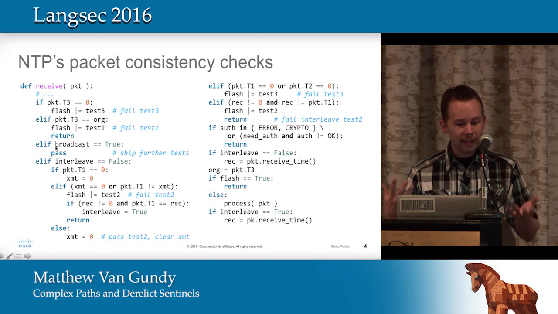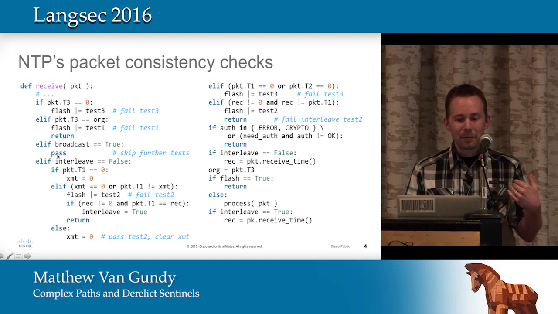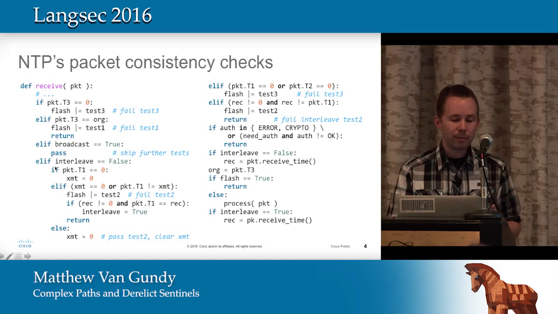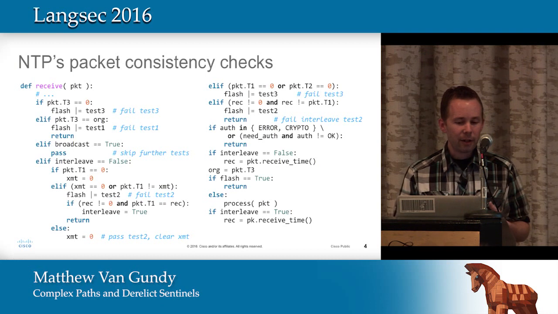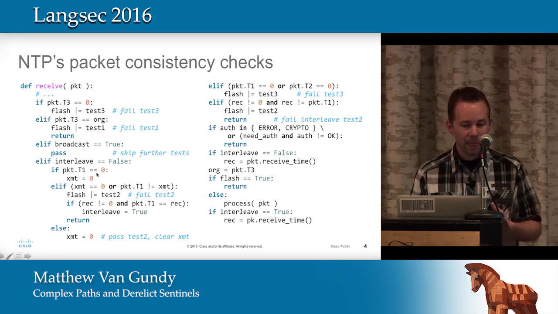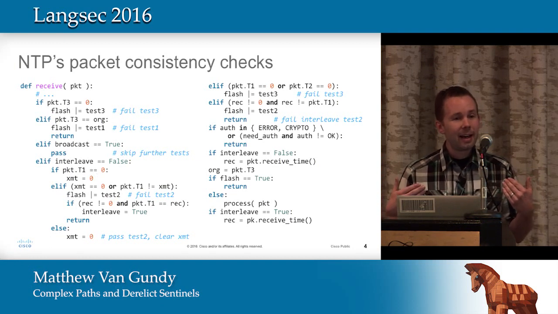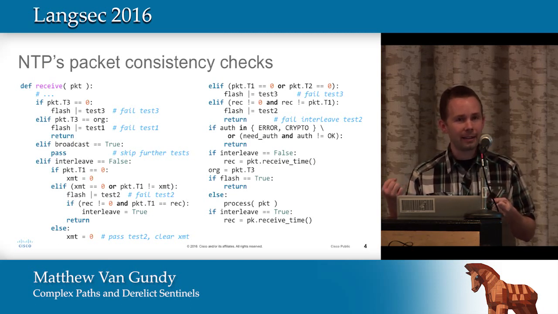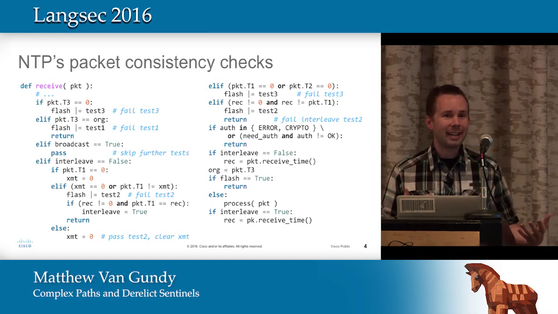Otherwise, if we're in broadcast mode, it's going to skip all further tests. So okay, at this point, we're probably not in broadcast mode. If we're not in interleave mode, it applies a whole other set of checks. It asks, all right, is the origin timestamp equal to 0? This is the nonce that the server is supposed to be reflecting back to the client. If it is, it sets its own version of the transmit timestamp, what it was holding on to validate the server's reply, to 0 and continues on, rather than actually checking this nonce.